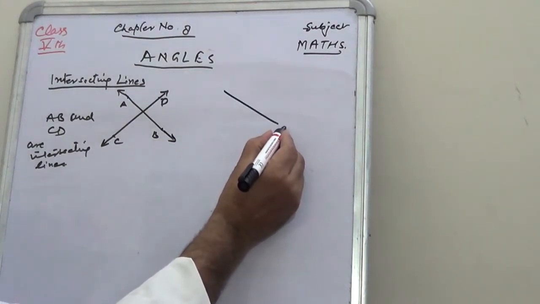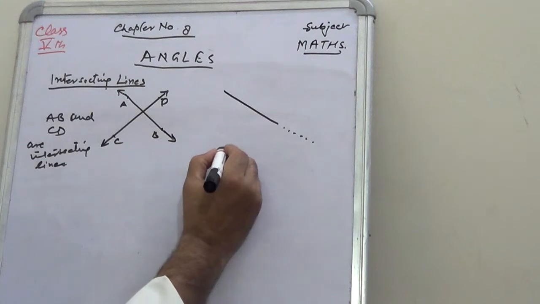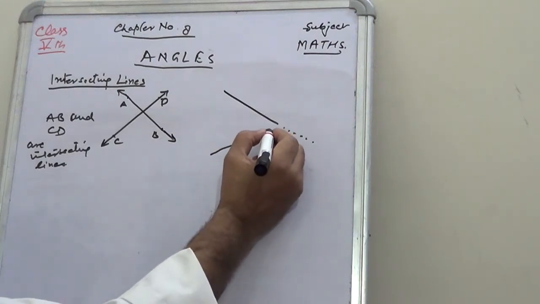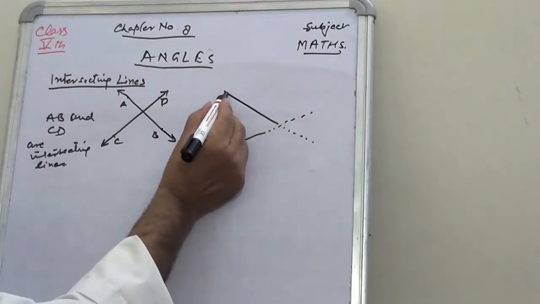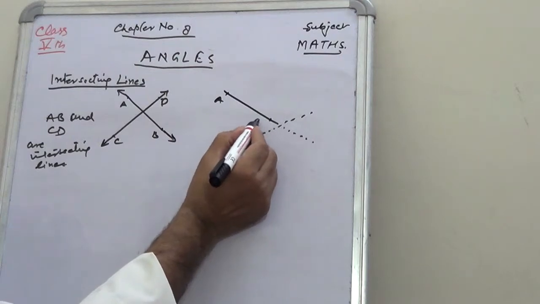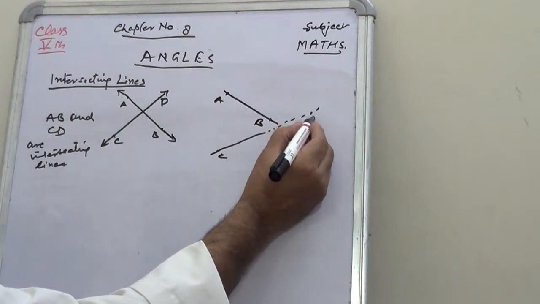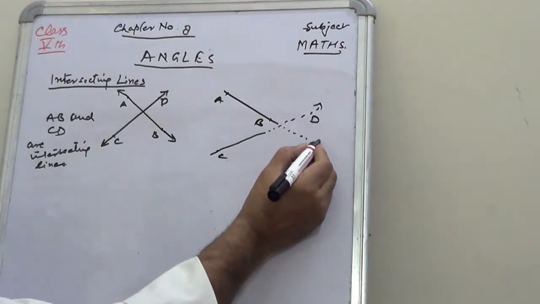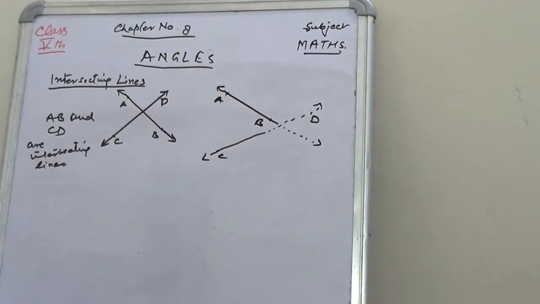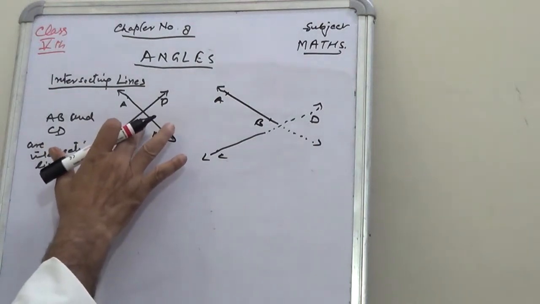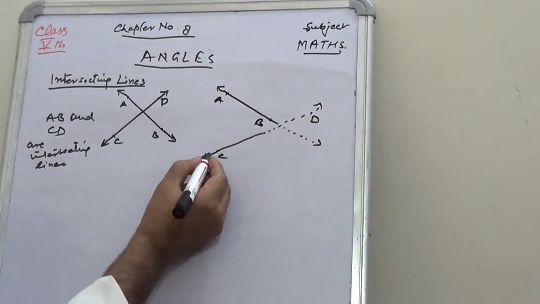Intersecting lines are also those lines which are likely to cross each other. Suppose these are two lines, A, B, and this is C or D. So children, intersecting lines are those lines which cross each other or which are going to cross each other at some point of time.